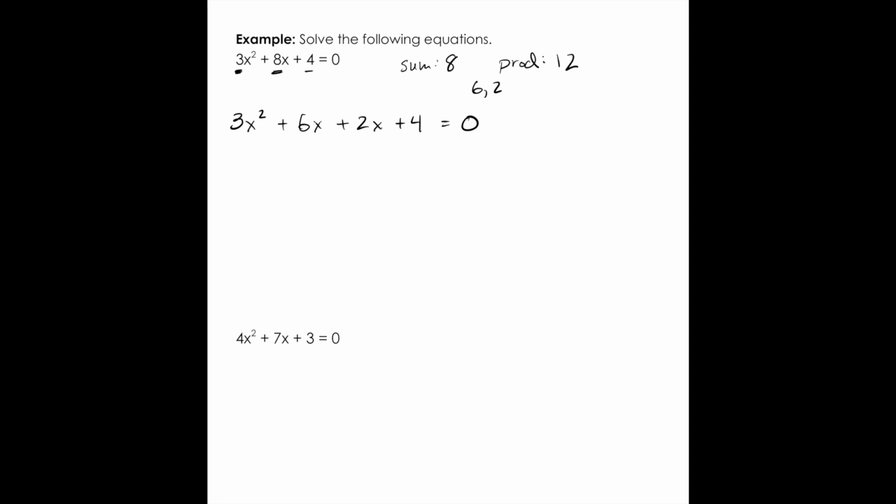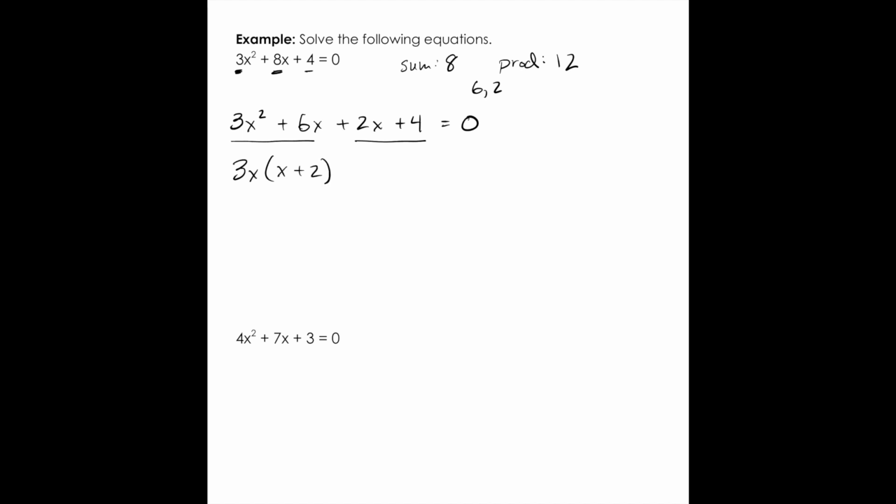And now we can do what's called factoring by grouping. And so we group the first two terms together and the last two terms together, and we do common factoring on each one. And so the first two terms I see they both have an x and they both have a common factor of 3. So I can factor out 3x and I would be left with x plus 2.